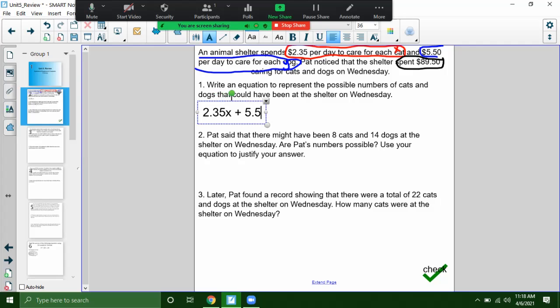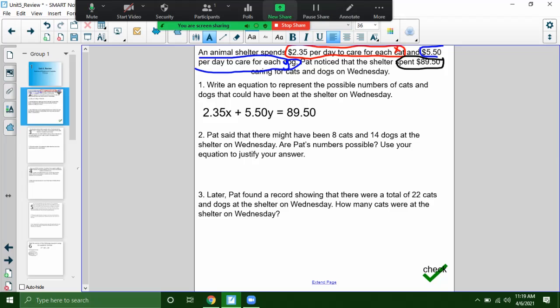So it's $5.50 per dog. And the dogs are represented by the variable Y. Now, the last thing is to set your equation equal to your $89.50, because that was the total spent, right? That's it. So that's your equation. The only thing that we did is use the information in the word problem and put it down into one equation.